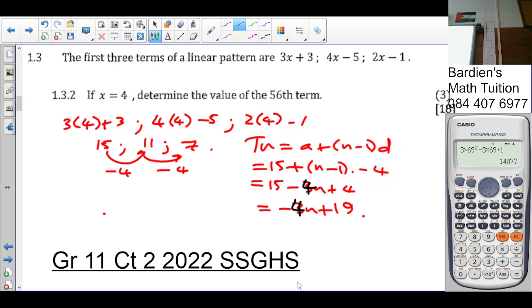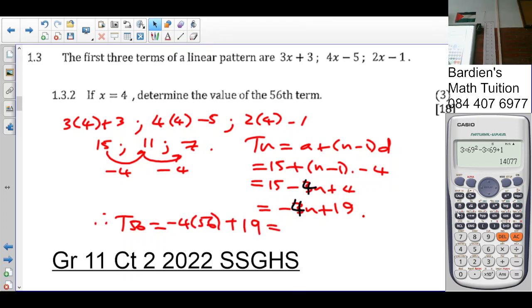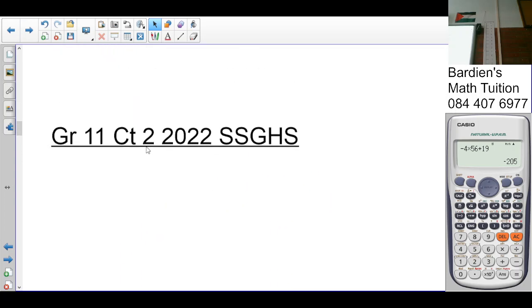Alright. So therefore, T 56 is equal to negative 4 times 56 plus 19. It gives you an answer of negative 177. Okay. Any confusion there? No? So going on with our lives.